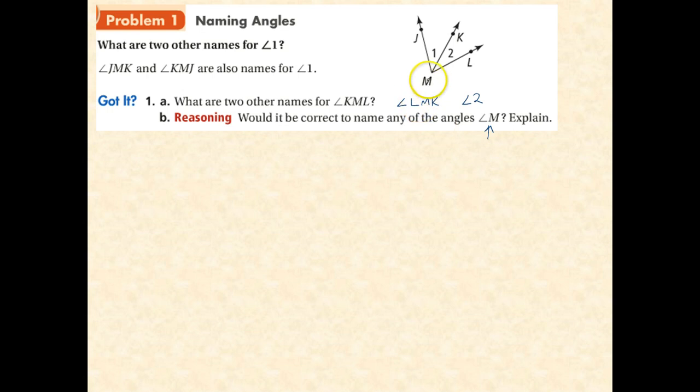So if there's more than one option for an angle at a certain vertex, you can't just call it by the name of the vertex. You have to call it by the 3-point name or the numbered angle.